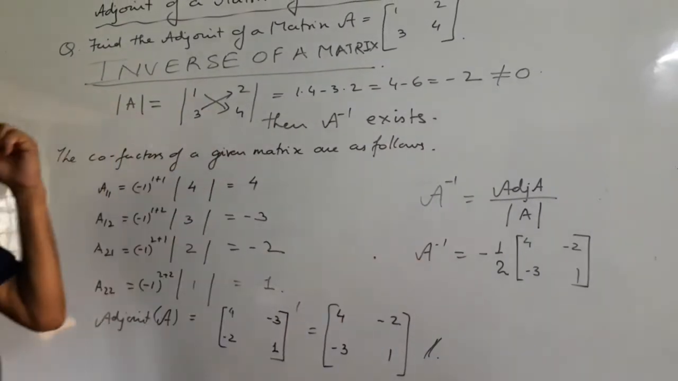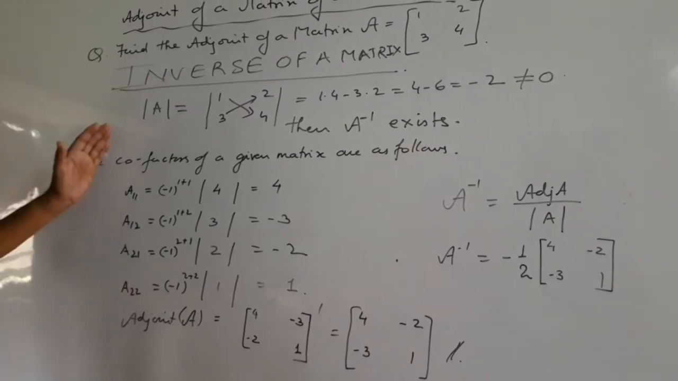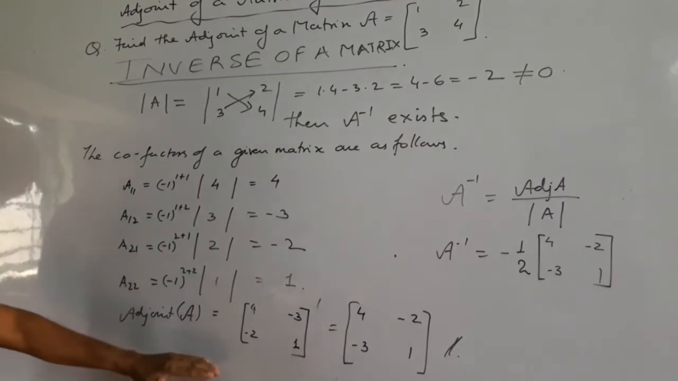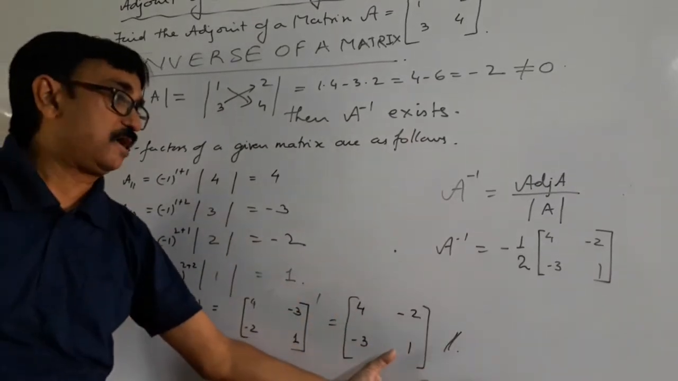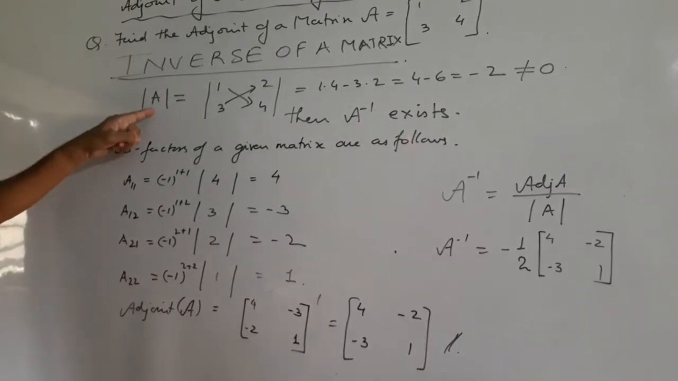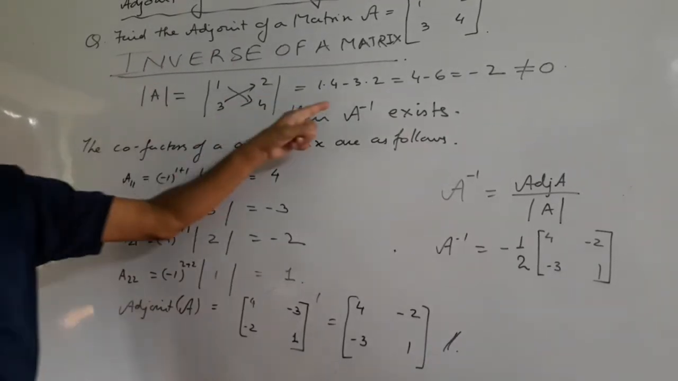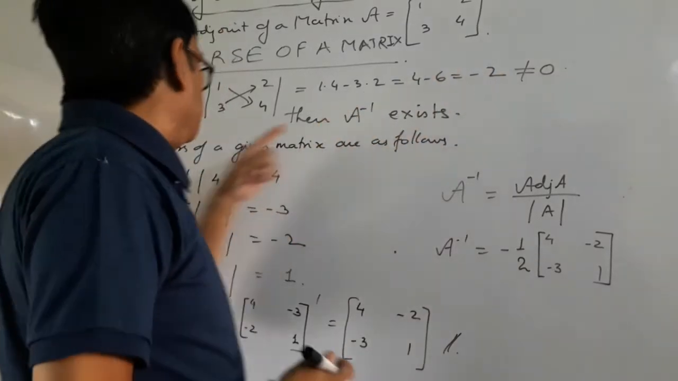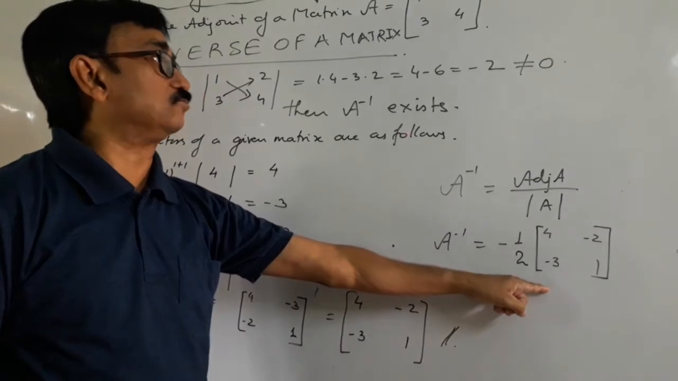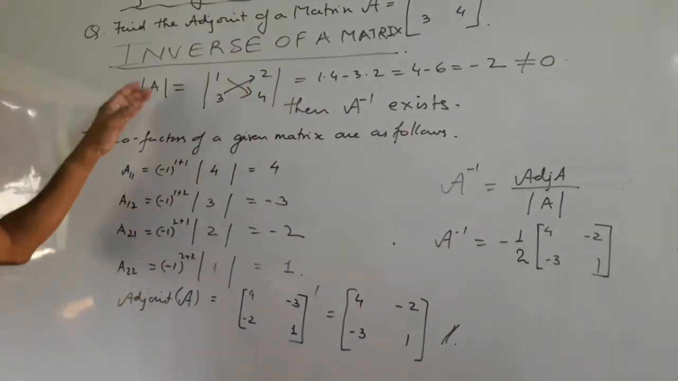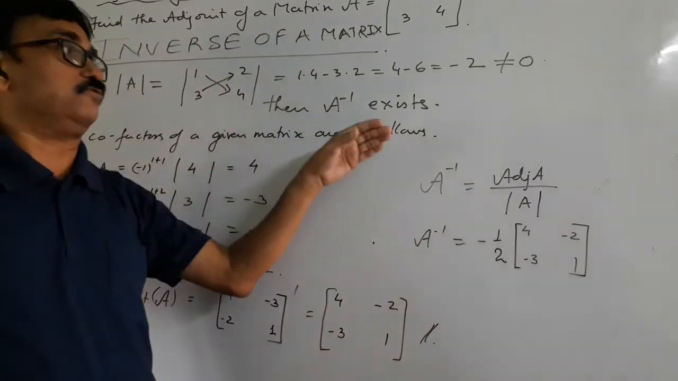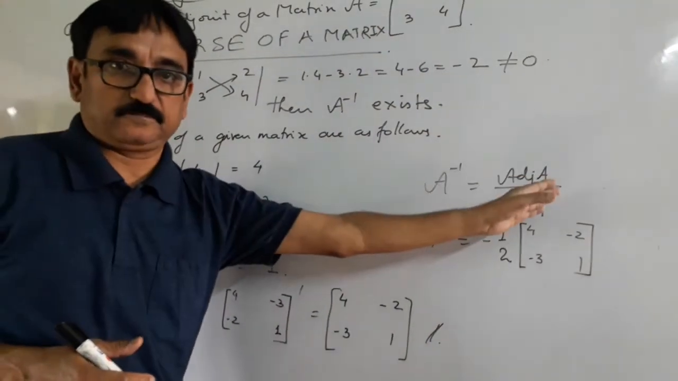So if it is asked to calculate only the adjoint, there is no need of finding the determinant value. Directly find the cofactors and take the transpose of it. And if it is asked to find the inverse, then first calculate the determinant value of A, and if it is not equal to 0, then only calculate the cofactors and apply the formula and substitute the values. And if the determinant value is equal to 0, in the next class I will tell you what you have to do further.